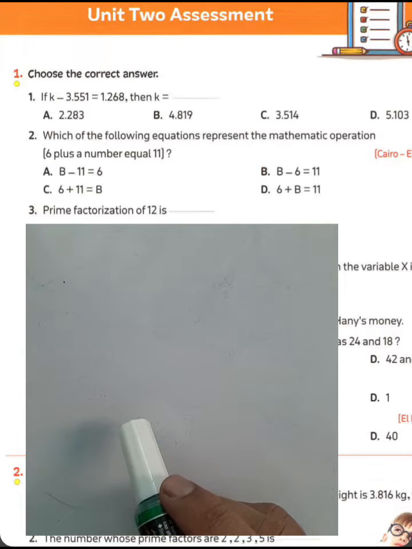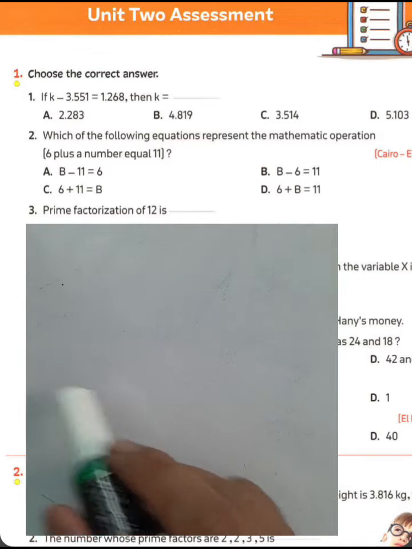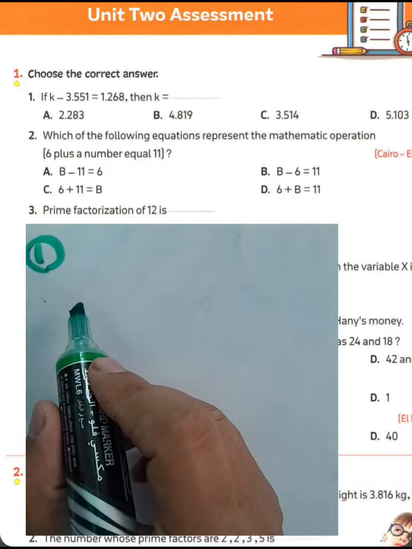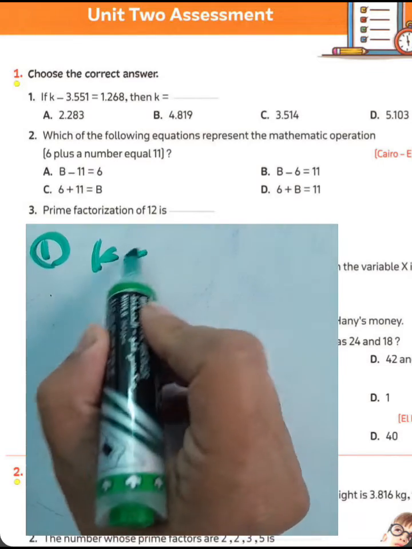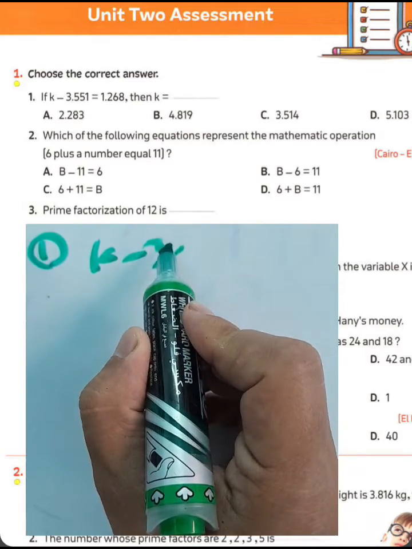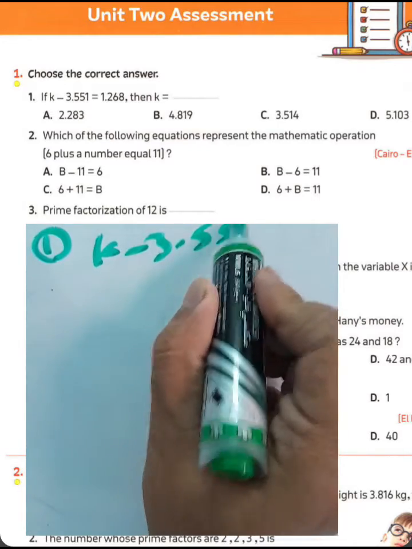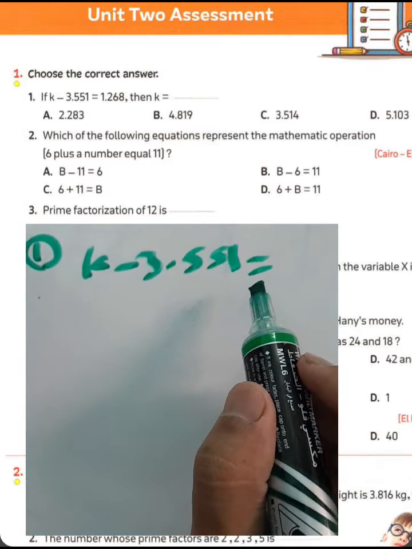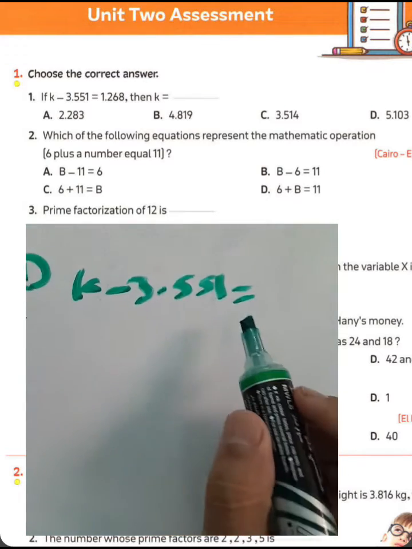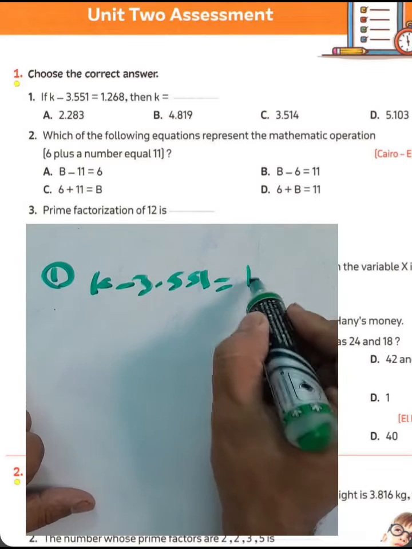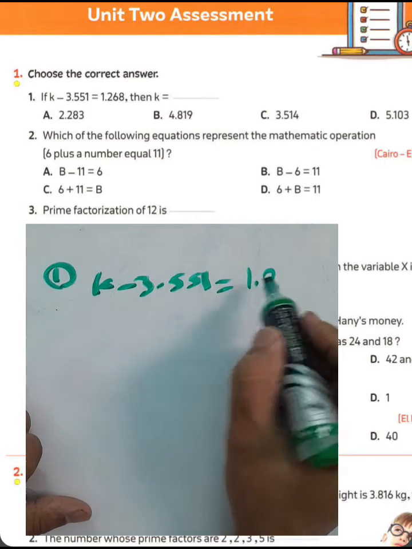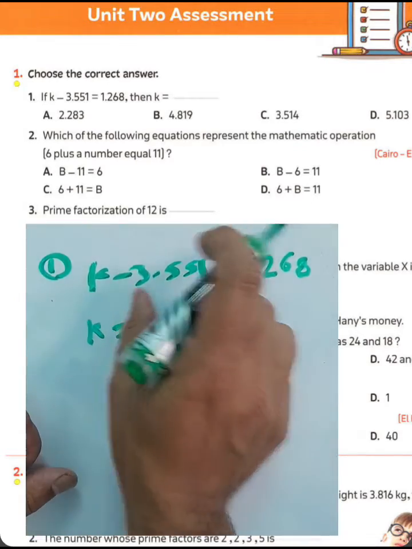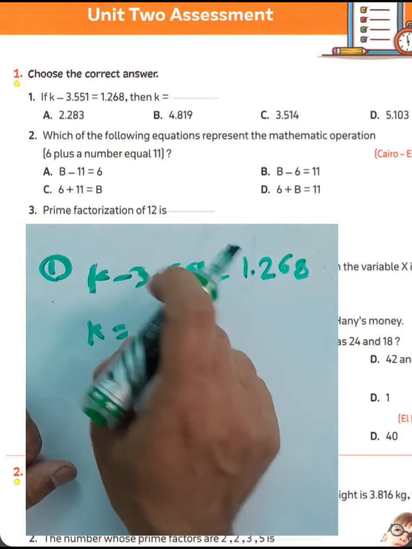They will solve the Unit 2 assessment from the المعاصر book. Look at with me question number 1. If k subtract by 3.551 equal 1.268, then k equal, we can find k here by adding two numbers, the subtrahend to the difference.